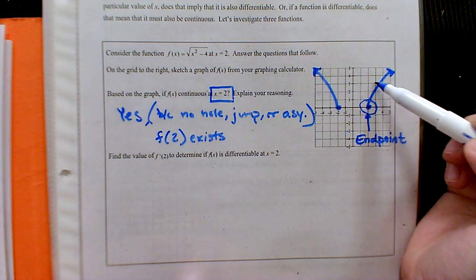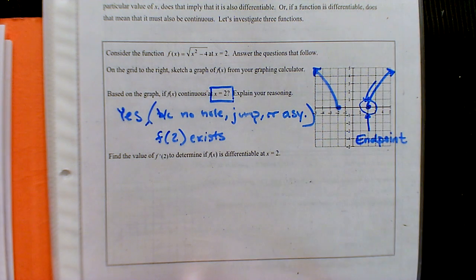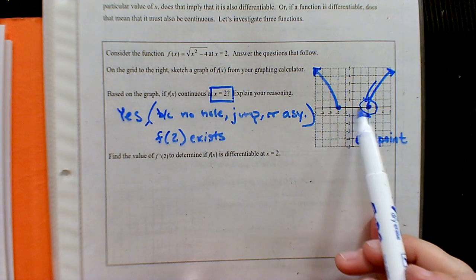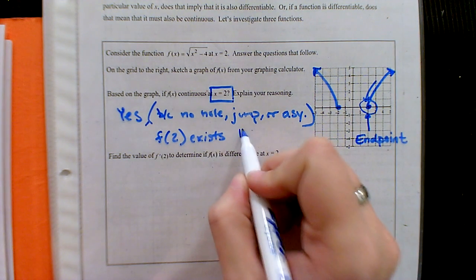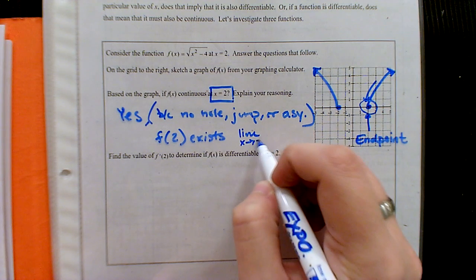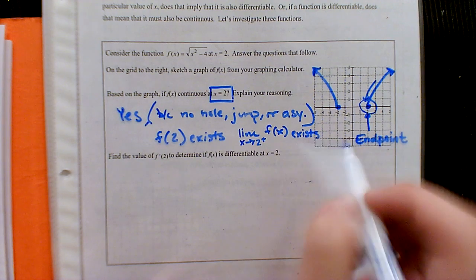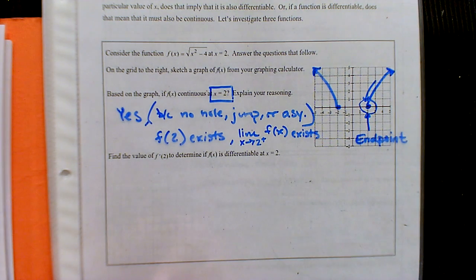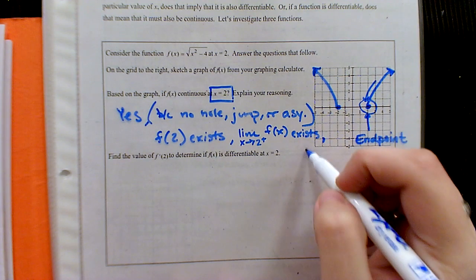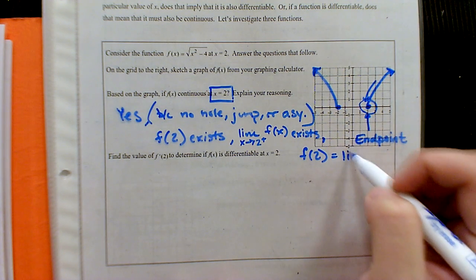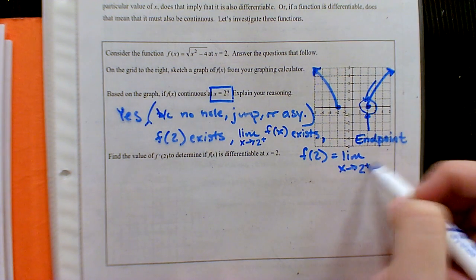So the limit as you approach 2 from the right, does that exist? Do you get an actual height out? Yes. So the limit as x approaches 2 from the right exists. Do the point and the limit match? Is the closed circle and the limit value the same? Yes. So we'll say f of 2 equals the limit as you approach 2 from the right.